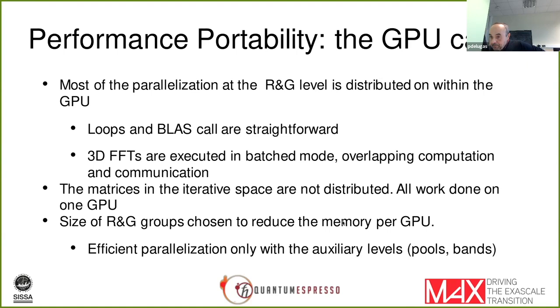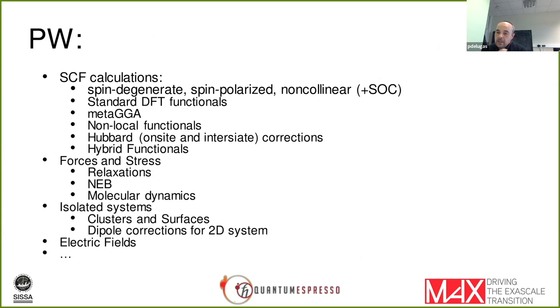Let's go back to what are the possible calculations that you can do with the PW code. That is the code that you will see tomorrow. So as I was saying, you can do a lot of SCF-based calculations, and you can do them with spin-degenerate systems, with spin-polarized systems, and then with non-collinear or non-collinear spin-orbit coupling systems.